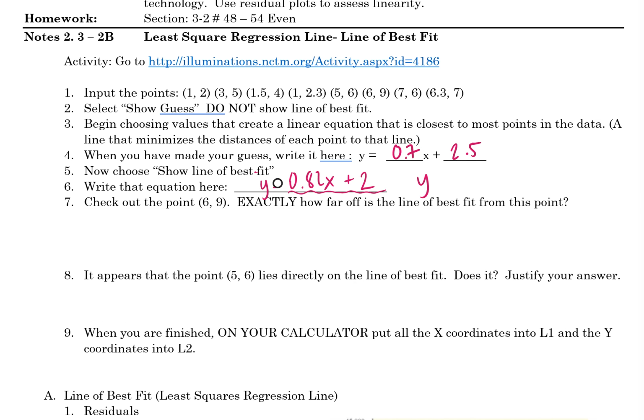Good job. My y should have a hat, and my slope term should actually be second, and I should be starting with my y-intercept. So y hat equals 2 plus 0.82x. So that should actually be my statistics form of that line. Okay. So it says, check out the point 6,9. Exactly how far off is this line from the line of best fit?